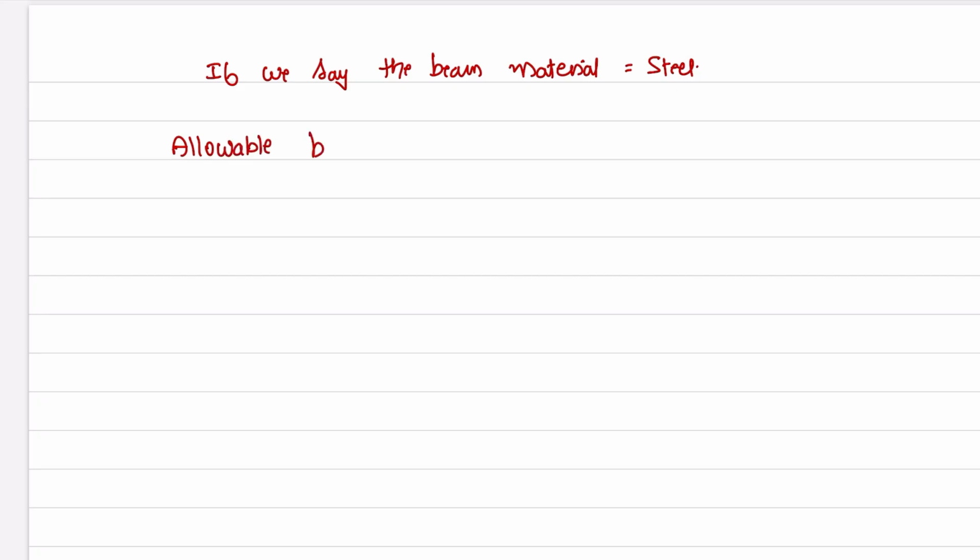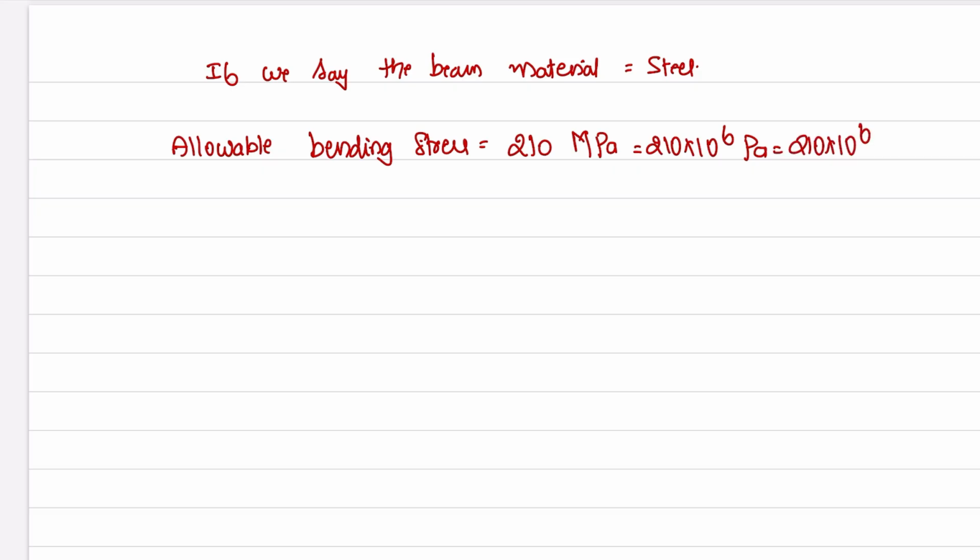And another important thing I want to tell you, here we have not discussed what is the type of the material. If we say the beam, it is very important which I am discussing now. It is a concept. Beam material is equal to steel. For different types of steels, different stresses are there. Allowable bending stress is around 210 MPa. MPa is mega Pascal. 210 into 10 to the power of 6 pascals, that is equal to 210 into 10 to the power of 6 Newton per square meter.